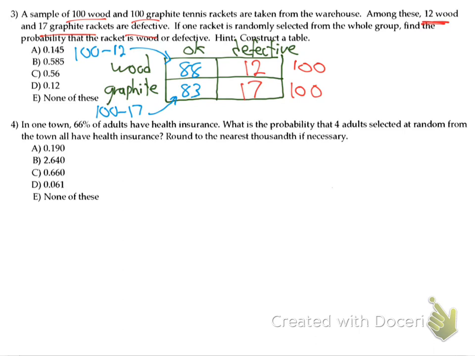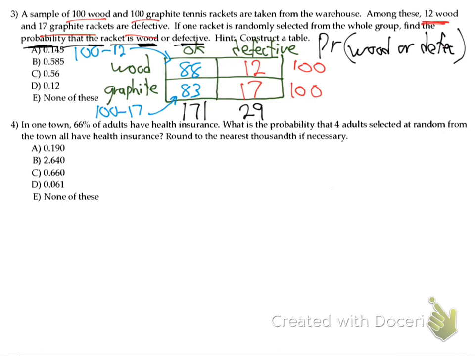Good. Now let's get the totals down below. If you add these up, 171. And this is 29. Okay, let's go for the question now. What is their question? Find the probability that the racket is wood or defective. So wood, so probability, wood or defective.